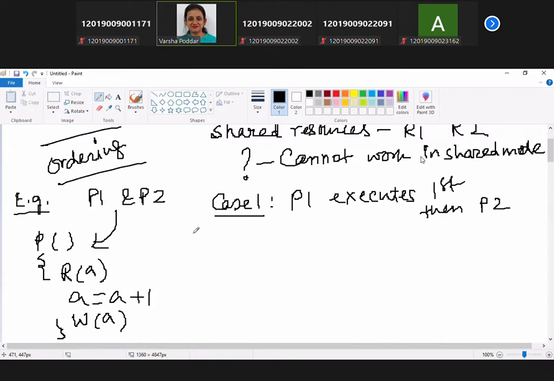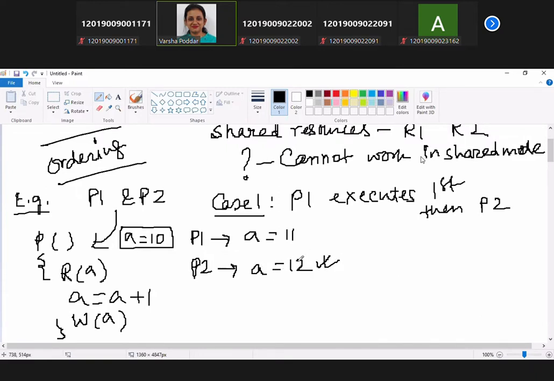So once P1 is executing, by P1, the value of A is read. Suppose value of A is 10 at the beginning, right? So A is 10 read, then A equals A plus 1. So 11 is written on A. Next, when P2 starts, P2 is having the value of A as 11, right? So 11 is read, then 11 is increased to 12, and that is written. So A is becoming 12. So that is my final value if I am running P1 before P2, right? Suppose in case 2, I go for context switching.